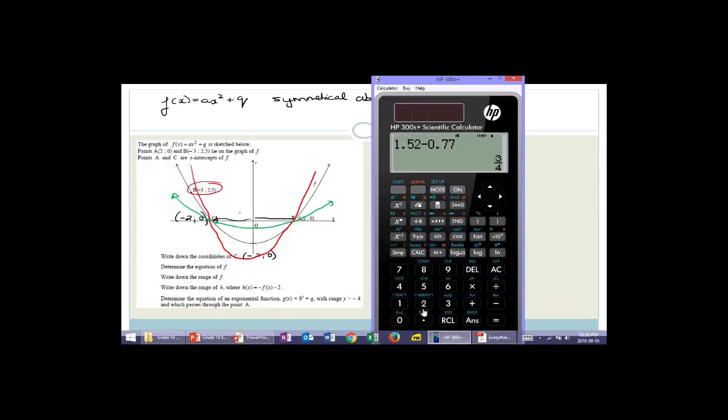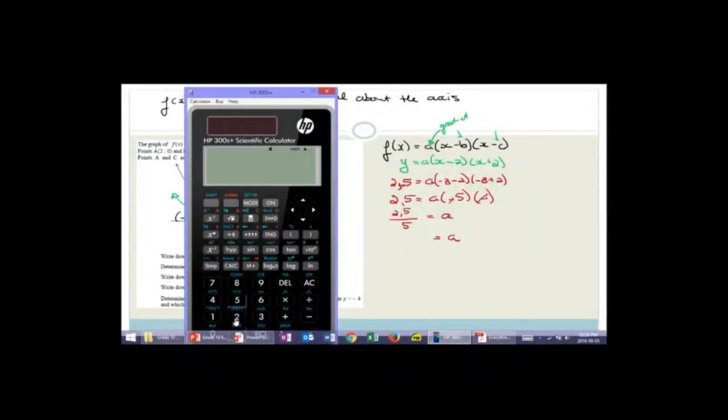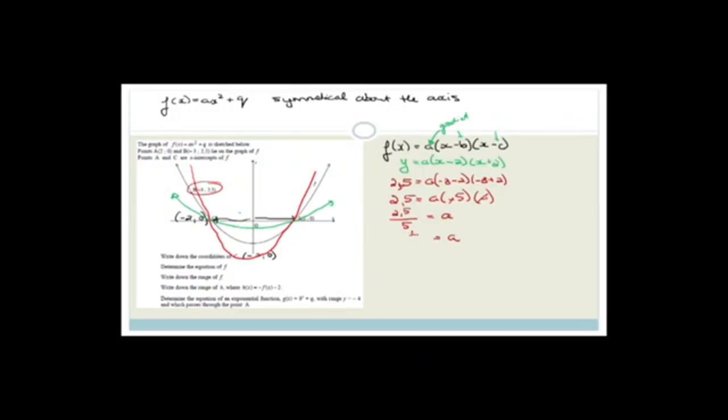Should just be half, I think. 2.5 divided by 5, what is it? Yeah, so this is going to be a half. But anyway, let's just check it. 2.5 divided by 5 equals a half. There you go. So a is a half.